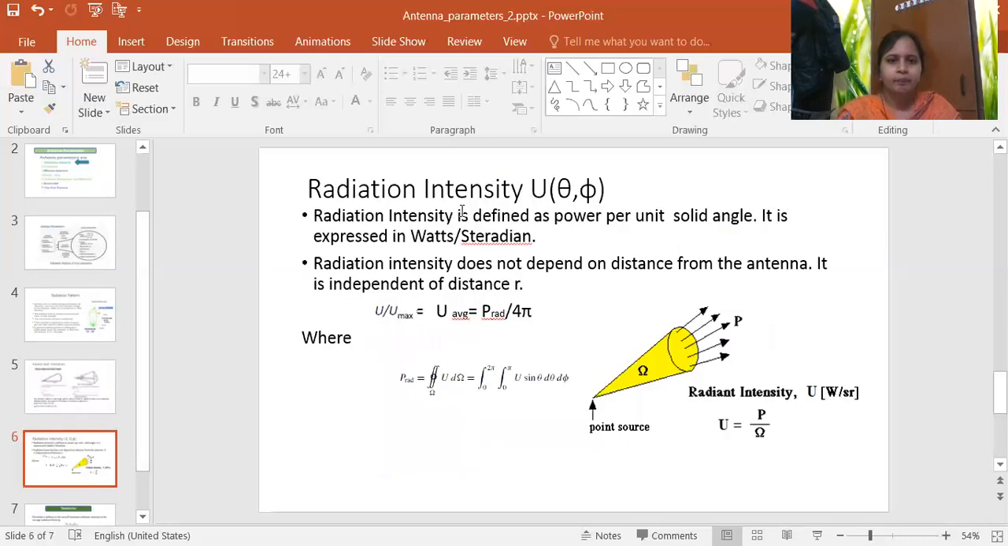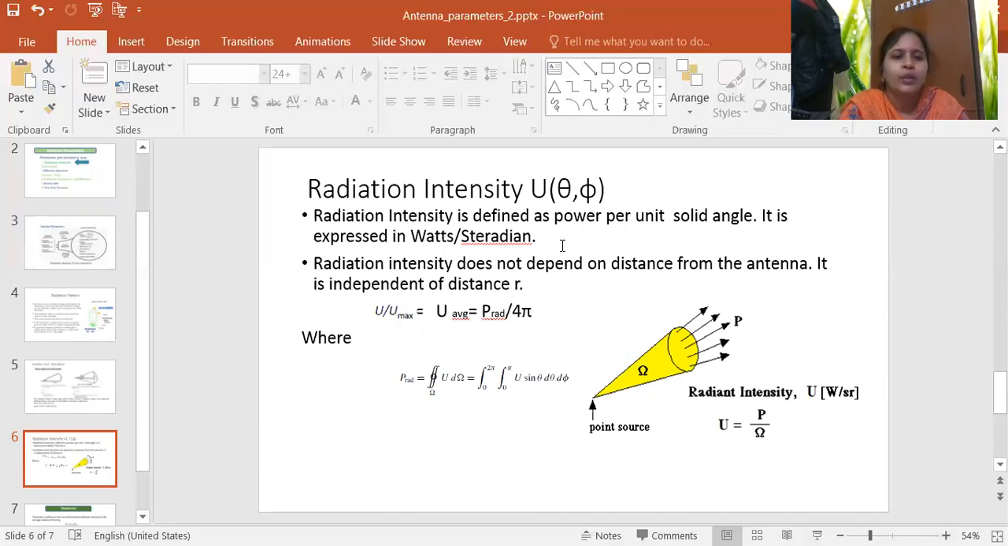Radiation intensity U of theta comma phi. Radiation intensity is defined as power per unit solid angle. It is expressed in watts per steradian. The radiation intensity does not depend on the distance from the antenna. It only depends on the power radiated and the solid angle.